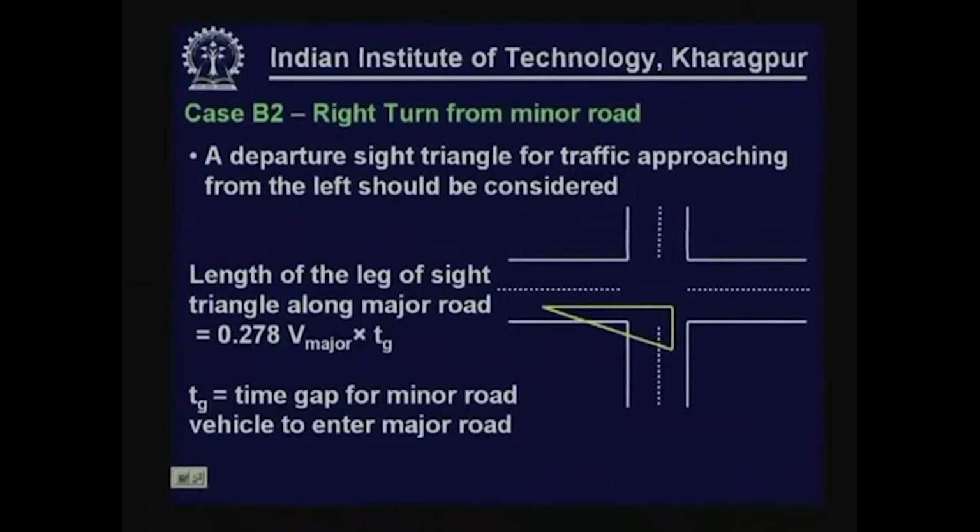Now, case B2, right turn from minor road. Here also the departure side triangle for traffic approaching from the left should be considered, because the traffic is taking a right turn. Here also the length of leg of side triangle along the major road is calculated using a similar formula as what was used for left turn, but in this case the time gap Tg for minor road vehicle to enter the major road is slightly different.